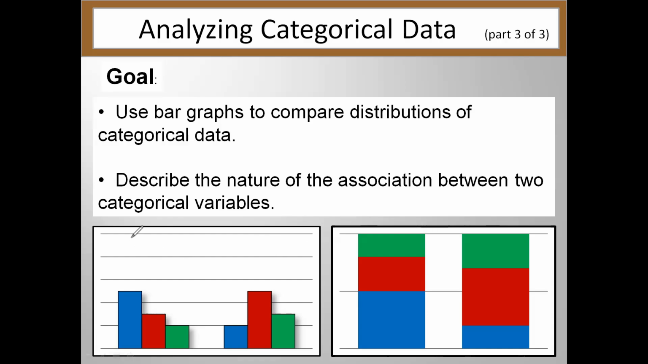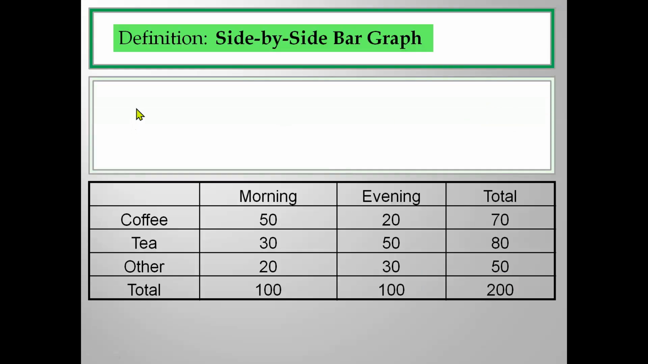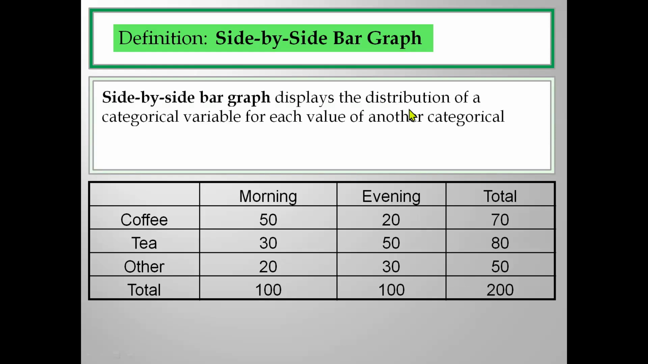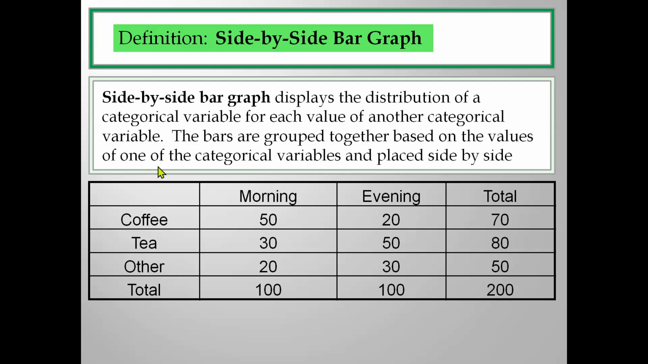We're going to have to go over our two graphs. Our first graph is a side-by-side bar graph. Side-by-side bar graphs display the distribution of a categorical variable for each value of another categorical variable. The bar graph groups together based on the values of one of the categorical variables and places them side by side. Our horizontal axis for the side-by-side bar graph will be labeled time.